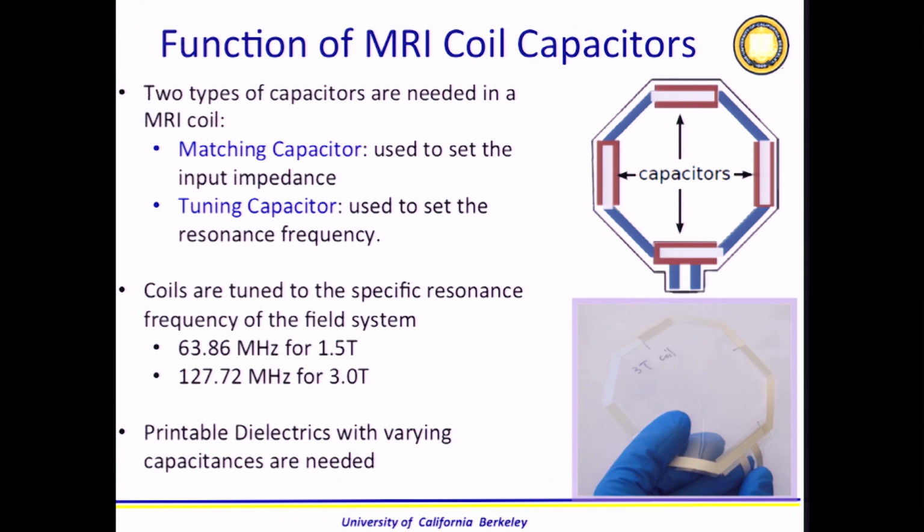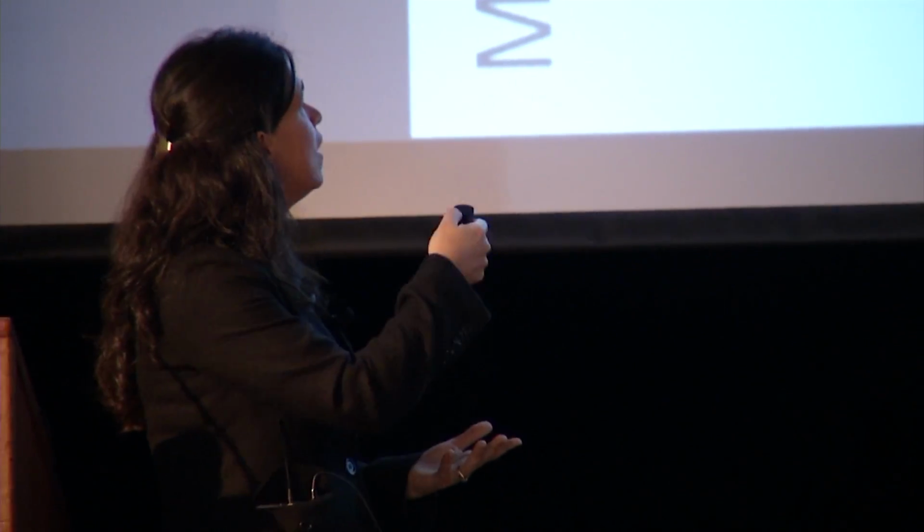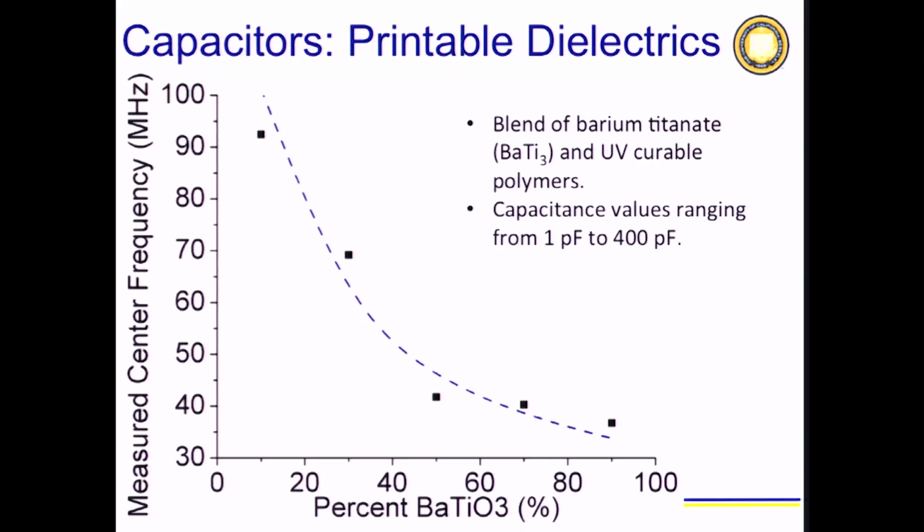We had to work a lot on the dielectrics and on printing dielectrics. We did that by blending: we took two inks with different dielectric constants and mixed them to vary the dielectric constant, so that we could hit different resonance frequencies and provide these coils for whatever machine the hospital might have. We are even thinking about going to some of the research machines that operate at higher fields.